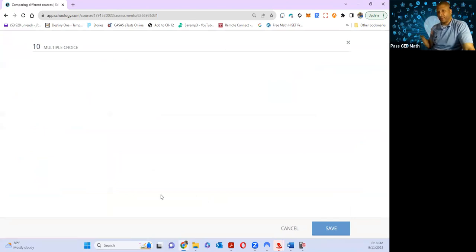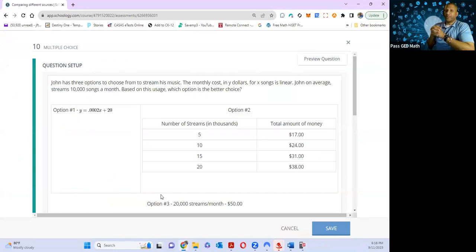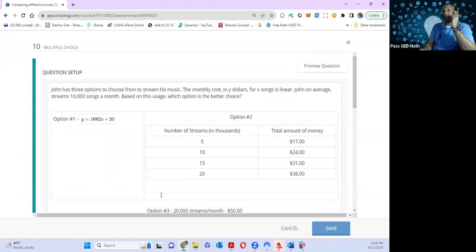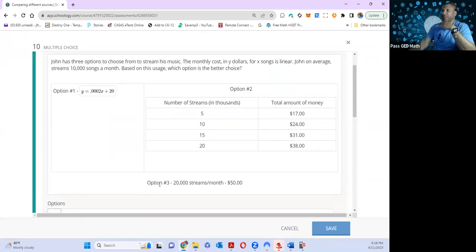So this is comparing different sources, right? But it's still rate of change. So Mr. Tinsley, how do you know? Why are you talking about rate of change and slope? Remember what slope is. It's a constant rate of change. That's all slope is. That means if I'm charging for candy bars, I'm charging $5 per candy bar. That's the rate of change.